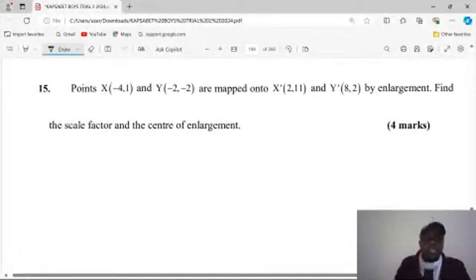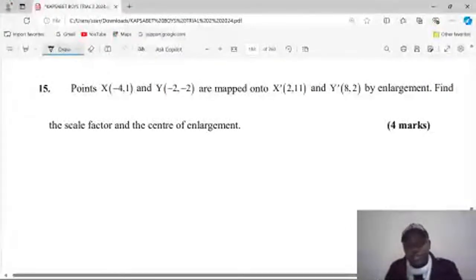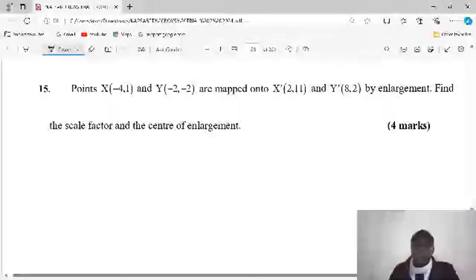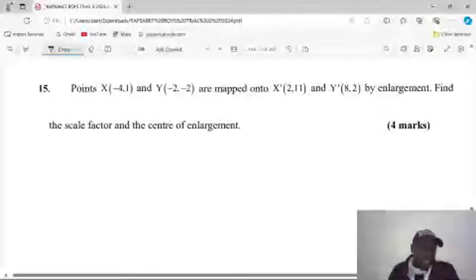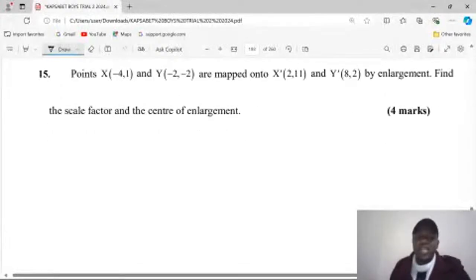Okay, number 15. Points X (-1, 4) and Y (-2, -1) are mapped onto X' (2, 11) and Y' by an enlargement. Find the scale factor and the center of enlargement. Some of the questions which have multiple approaches can be of this nature. Let me show you a simple approach to this question.